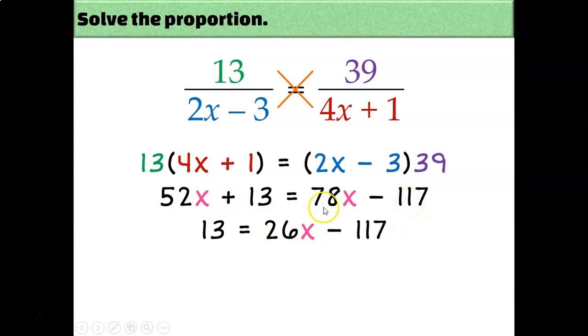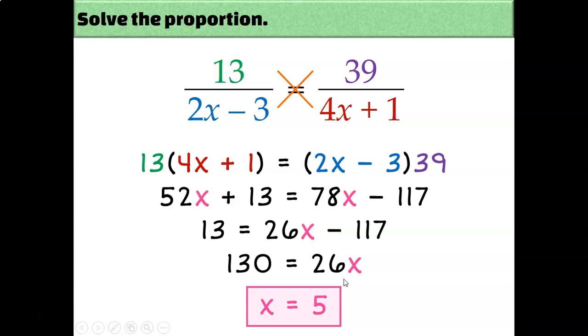Now let's get our x's together on one side. I'm going to subtract 52x from both sides and get 26x. Then I'll add 117 to 13 to get 130. And finally divide by 26 to get an answer of x equals 5.